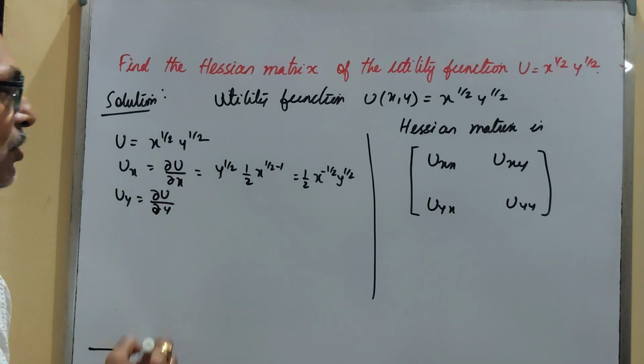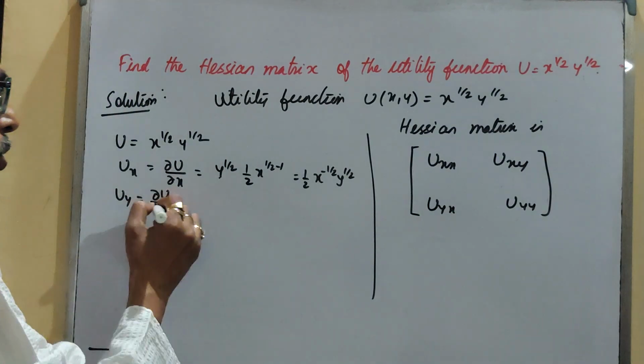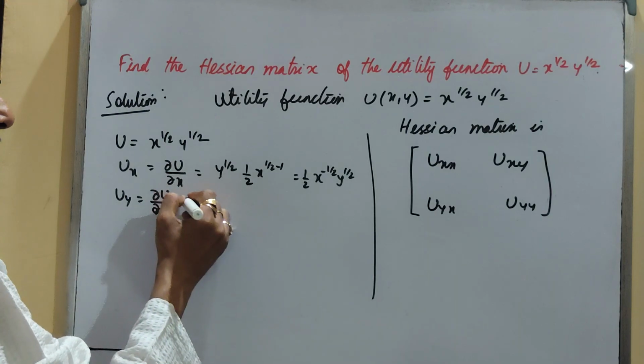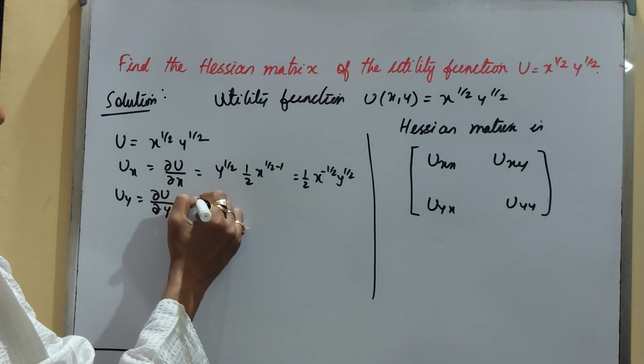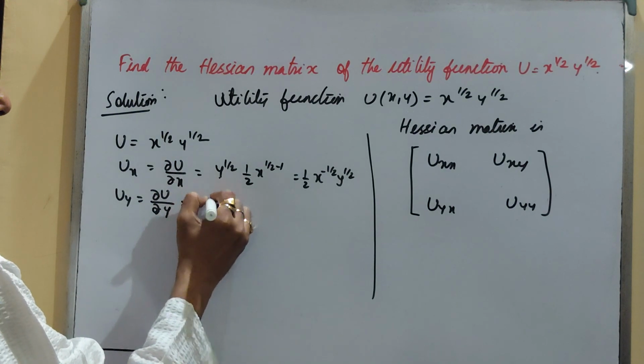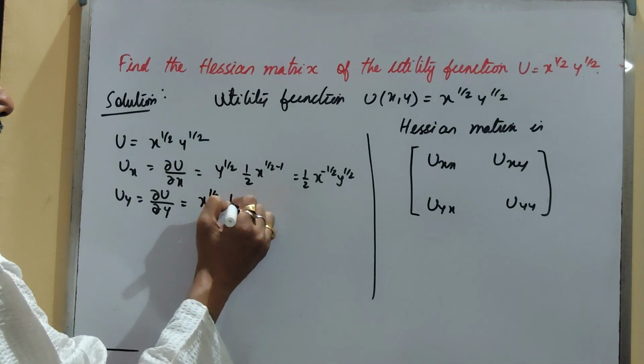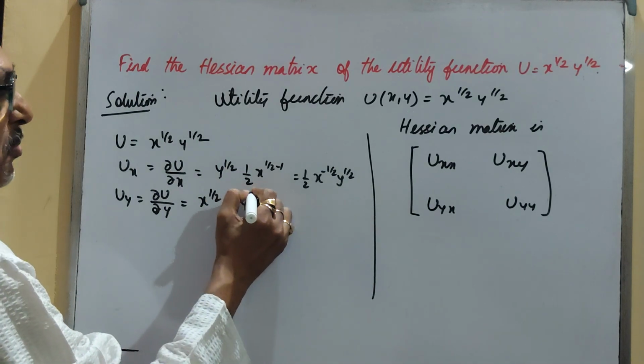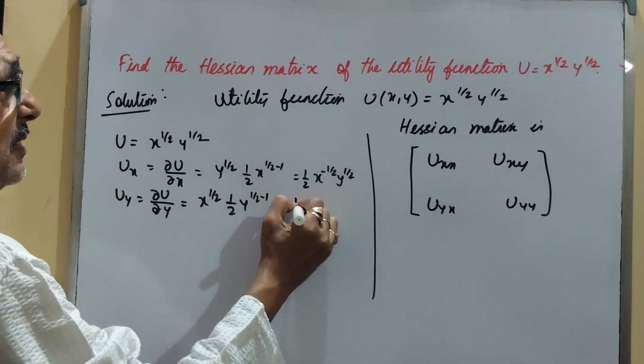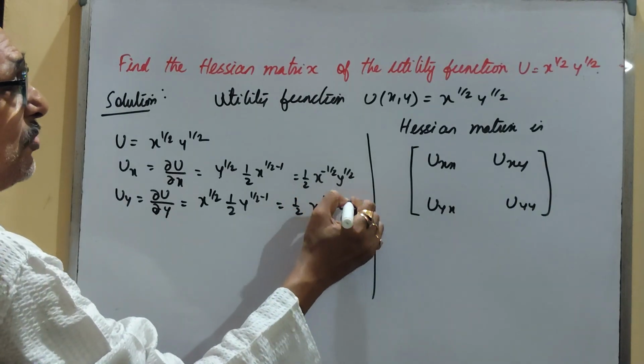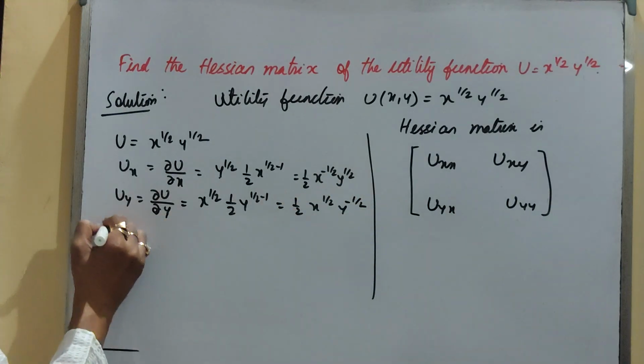uy is the partial differentiation of u with respect to y. That is, we differentiate u with respect to y keeping x constant. Here we keep x constant, differentiating y means half y to the power half minus 1, that is half x to the power half y to the power minus half.